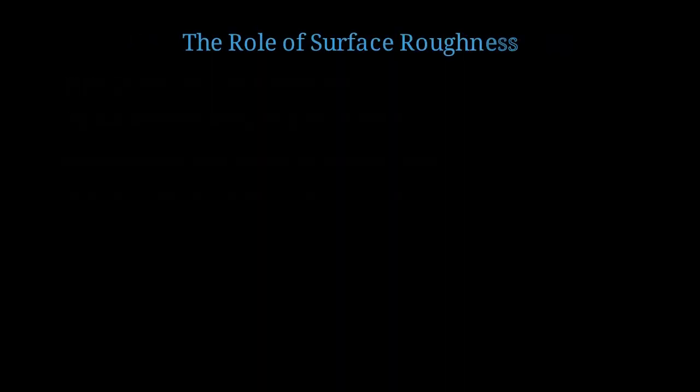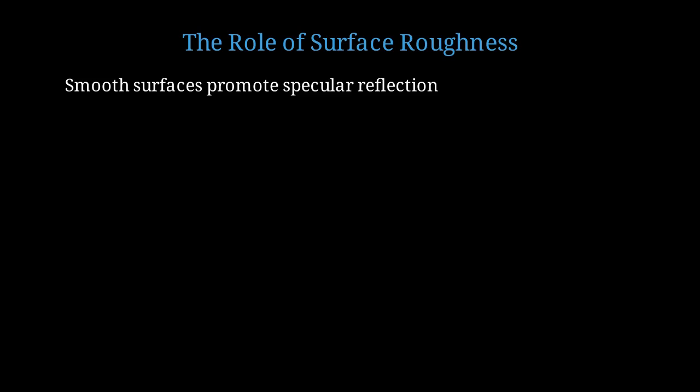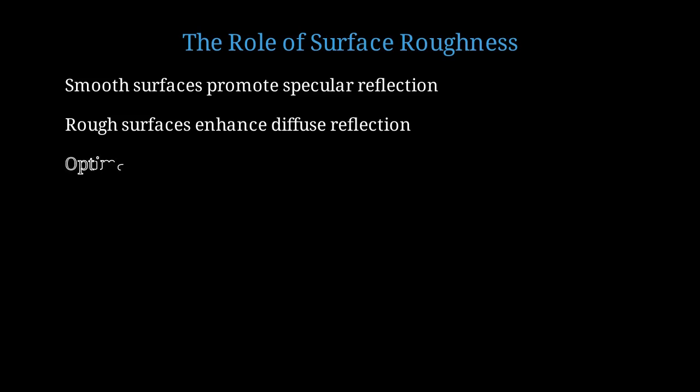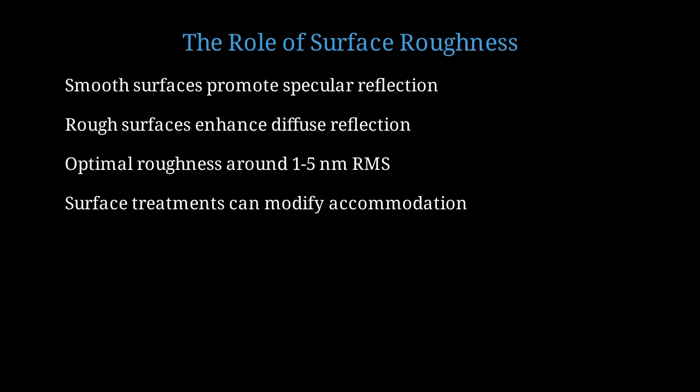Surface roughness can significantly affect Knudsen pumping performance. Atomically smooth surfaces promote more specular reflection, which reduces thermal creep. Rough surfaces enhance diffuse reflection, which strengthens thermal creep effects. Optimal roughness for maximum thermal creep is typically around 1 to 5 nanometers root mean square. Surface treatments like coatings or chemical modifications can alter the accommodation coefficient.